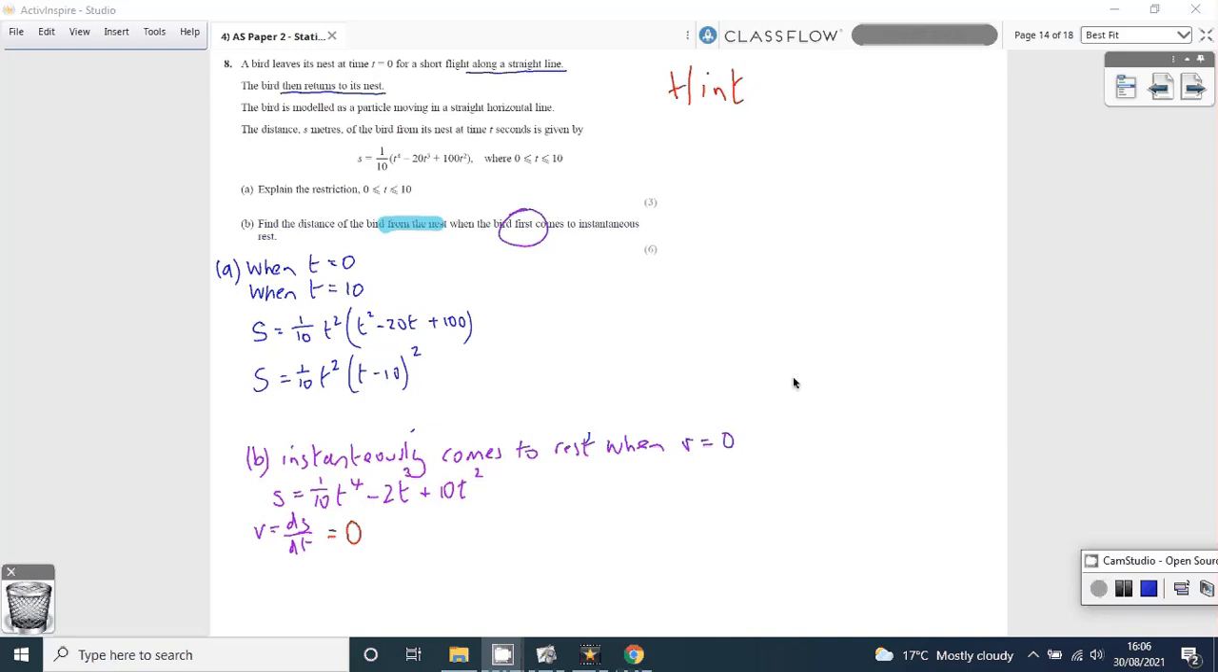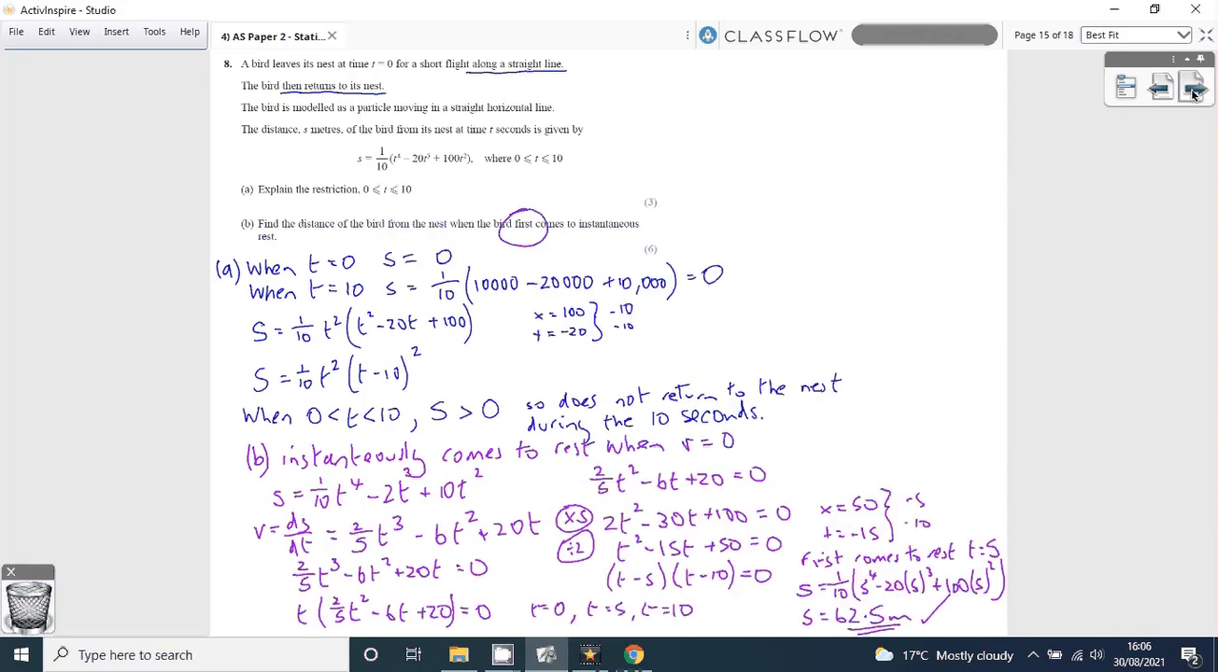So the solution for question 8. When we substitute t being 0 and t being 10 into the distance formula, we do indeed get distance being 0. So that establishes the two extremes. We then really need to justify what's happening between those two extremes. So if we factorise and take the t squared out, we can then complete the square on t squared minus 20t plus 100. So we're left with distance being a 10th t squared, t minus 10 all squared.